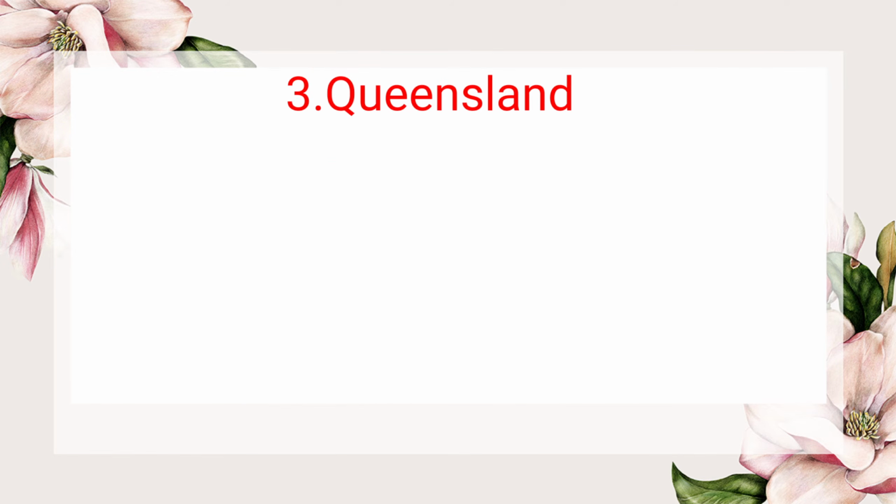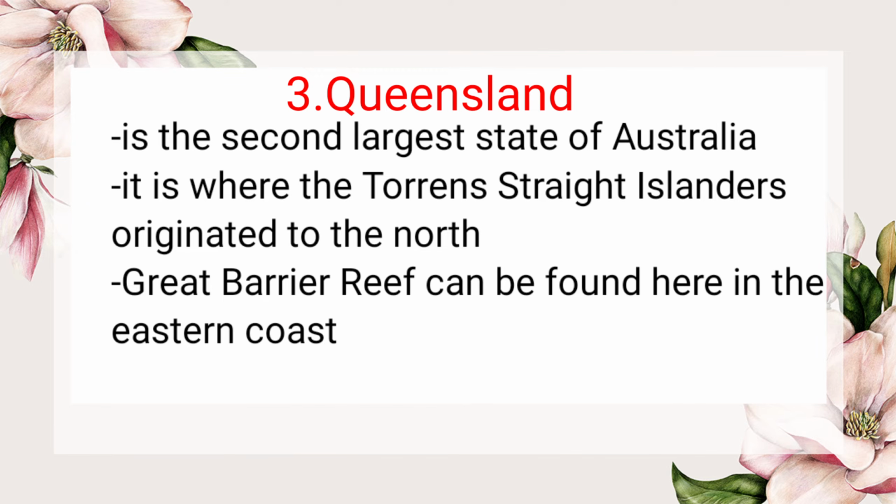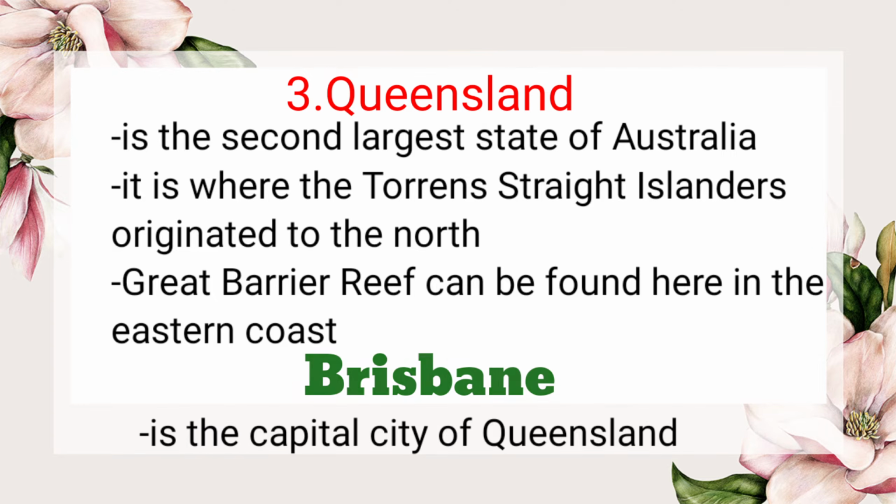Number 3, Queensland. Queensland is the second largest state of Australia. It is where the Torres Strait Islanders originated, to the north. The Great Barrier Reef can be found here on the eastern coast. Brisbane is the capital city of Queensland.